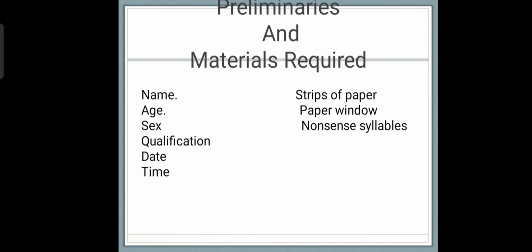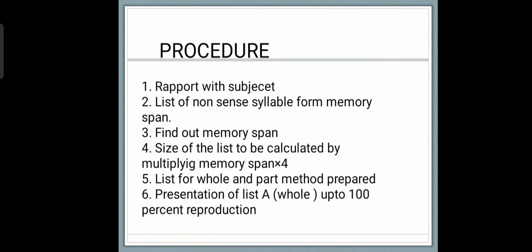Okay, now what will we write in preliminaries? In preliminaries, you will obviously write the name, age, sex, qualification, date and time, and the materials required: strips of paper, paper window and nonsense syllables. Strips of paper are obviously for making the list, the paper window is also made for the strips of paper, and the nonsense syllables. Now what is the procedure?